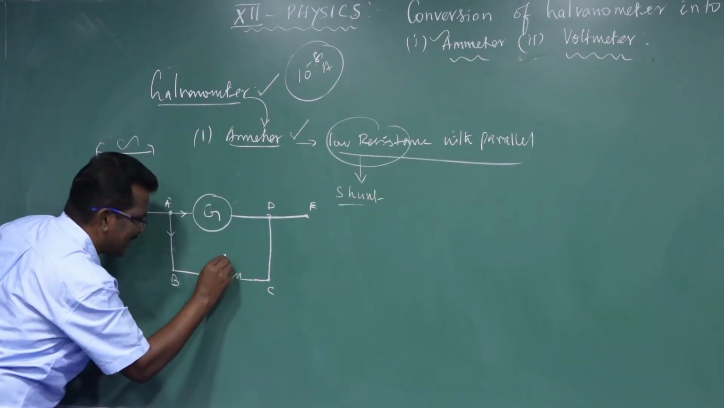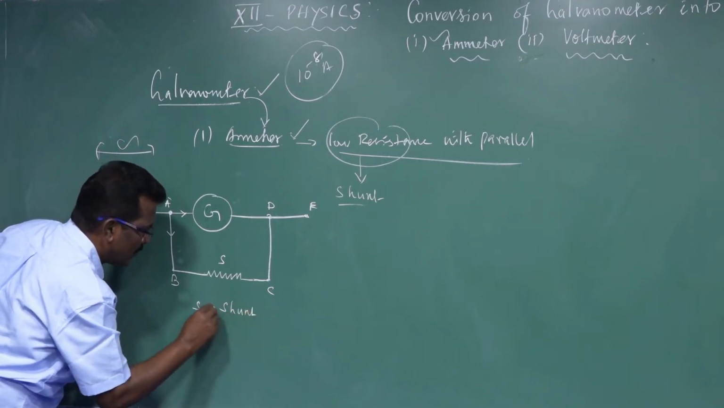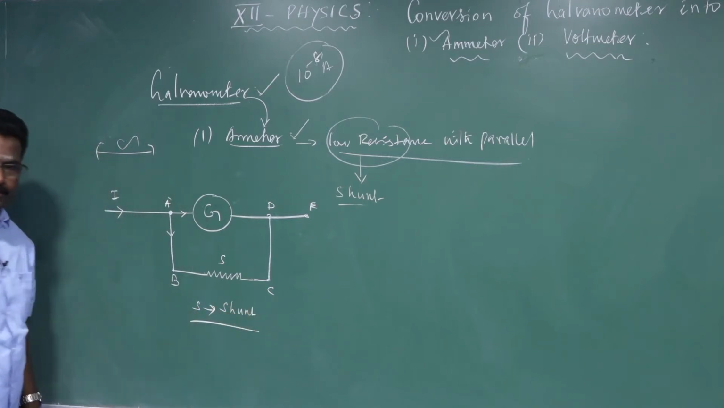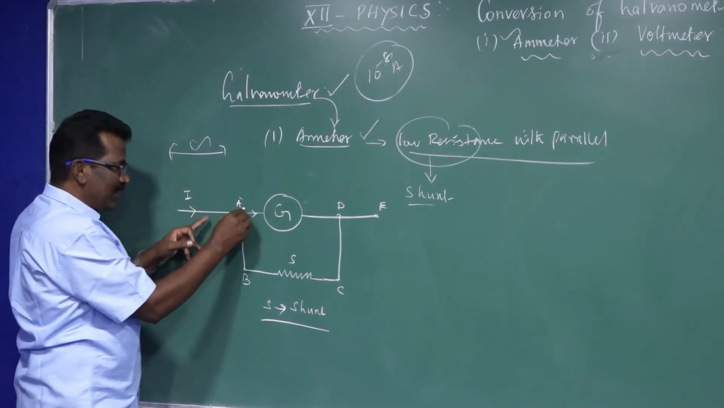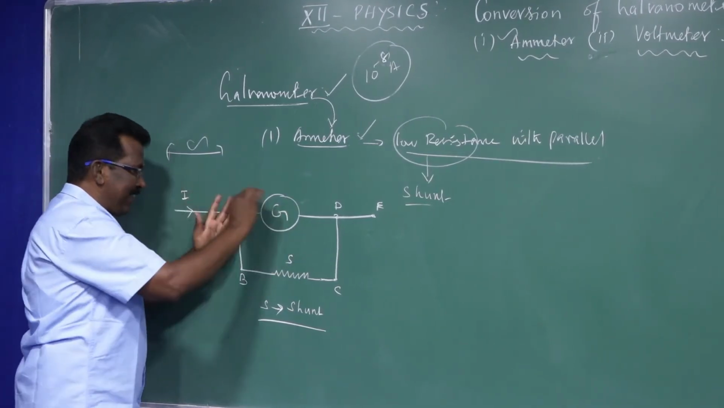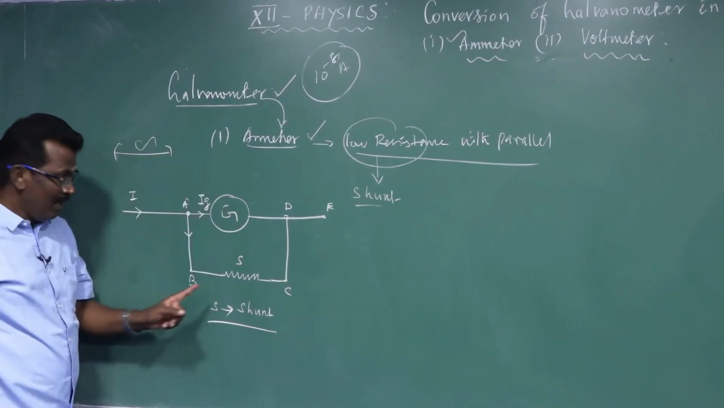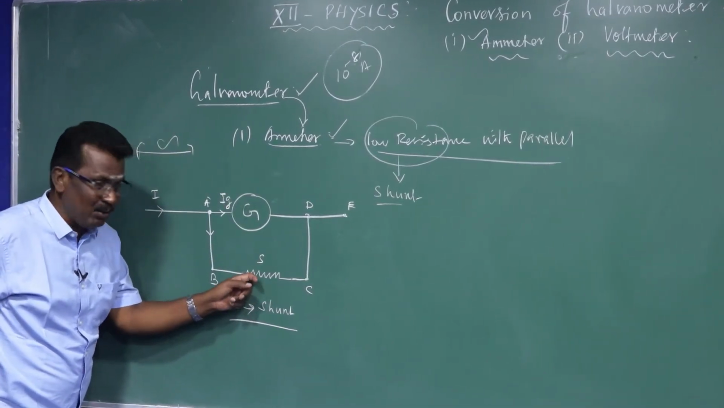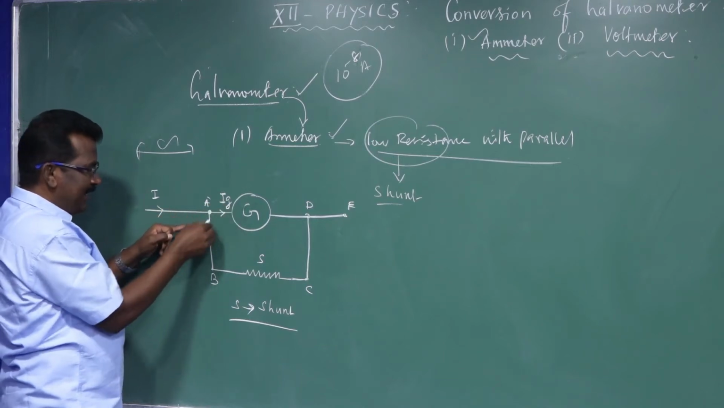A low resistance like this is called a shunt resistance. S represents the shunt. Shunt means parallel. So I is the amount of current flowing through the circuit. At this junction, the current is divided. The current flowing through the galvanometer is Ig, and the current through the shunt is I minus Ig.